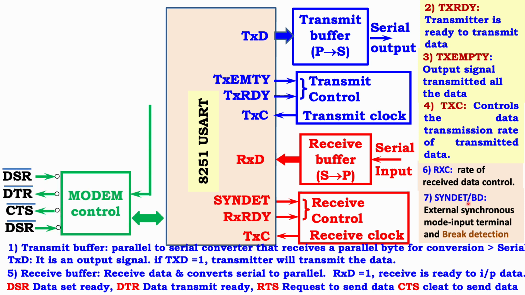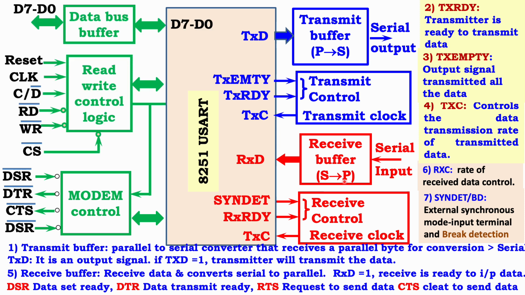So this is the entire transmit and receive signal set. Now there is one important thing: these signals are used for data set ready, data terminal ready, and request to send, which is also controlled by CTS, and all are controlled by the modem control block. The entire USART transmission and reception of data can be controlled.